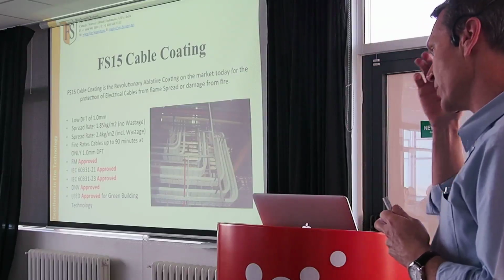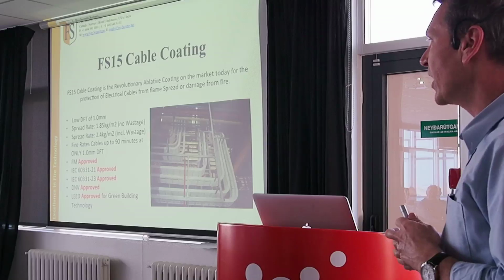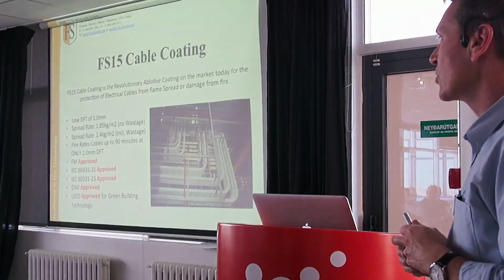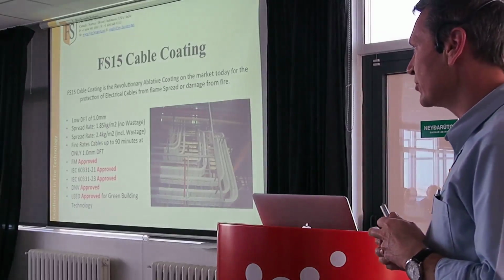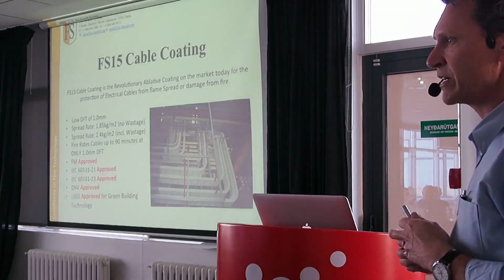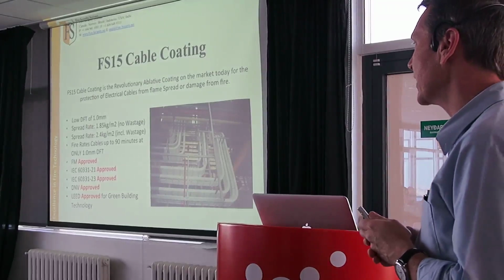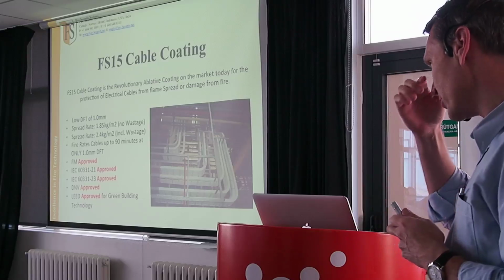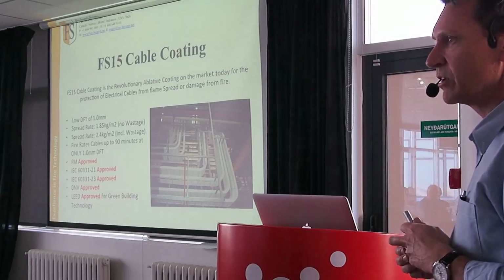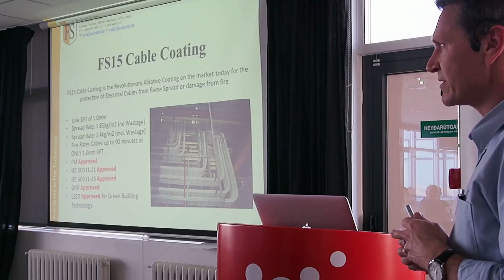IEC 60331-23 and 21 and also 11-11 are fire rating approvals for electrical cable, not for cable coating. So what we did was take coated cable and test to the electrical cable standards. So IEC has approved us, and they're the governing body for electrical cable. DNV approved for marine applications, and LEED approved for green building. LEED approved means that simply there's zero VOC in our product, no volatile content whatsoever. It's non-toxic, non-hazardous, and approved.